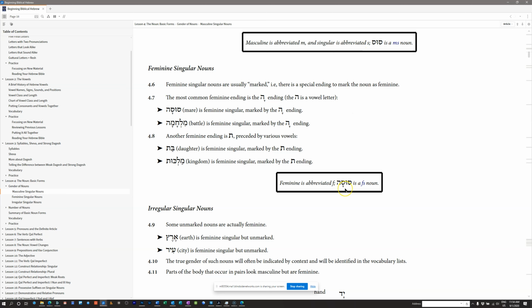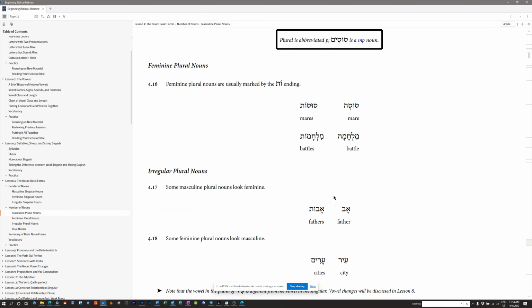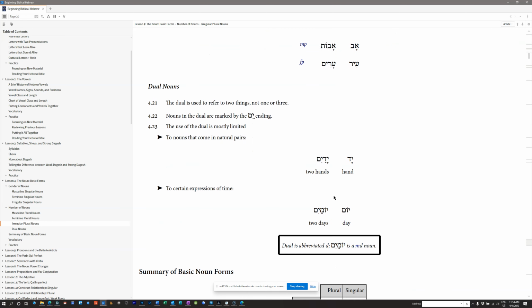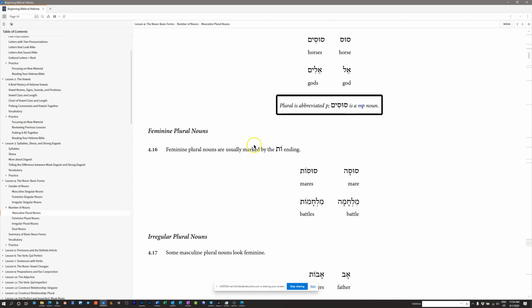Oh, here we go. Okay. Masculine plural will have a hireq yod mem ending. Feminine plural will usually have... Where's the feminine plural? He doesn't have a box for the feminine plural. Okay, well, it's right here. This holam vav tav. So those four endings. Masculine singular, nothing. Feminine singular, qamets he. Masculine plural, hireq yod mem. Feminine plural, holam vav tav. Those four endings, you have got to have those memorized, all right?